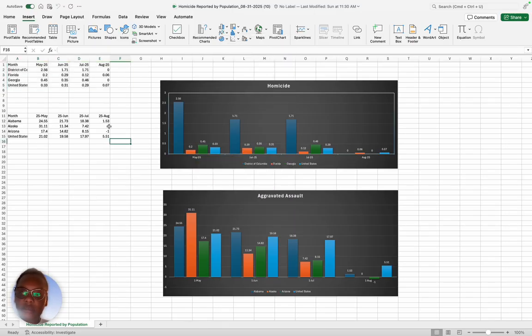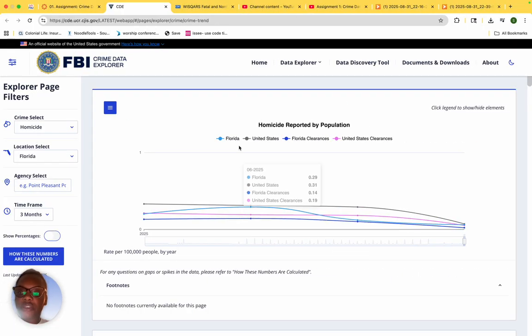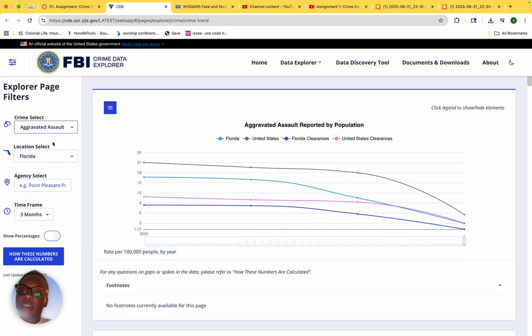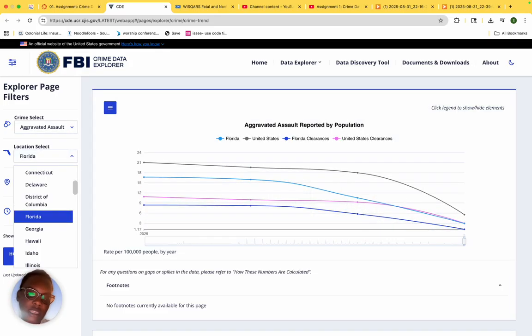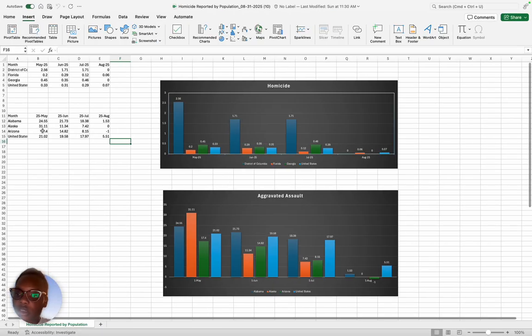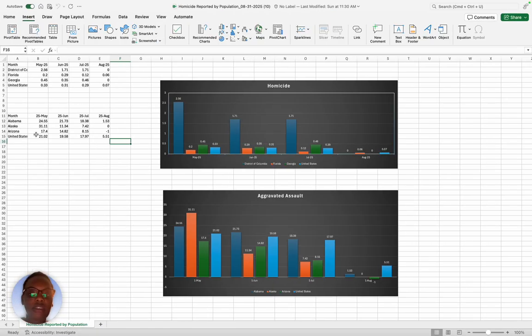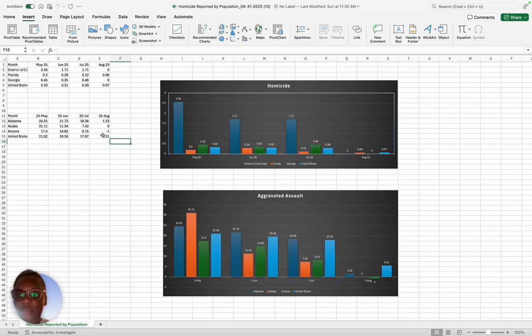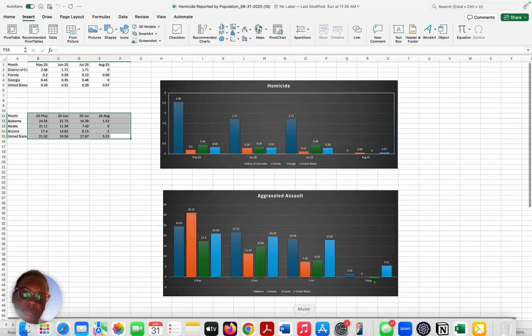I did the same procedure as before, but this time I changed the crime, and the crime is aggravated assault. I also changed the states. I used Alabama, Alaska, and Arizona. And as mentioned before, I realized that each time I downloaded the Excel sheet, the rate for the United States remained the same. And I just highlighted and created a graph for aggravated assault.